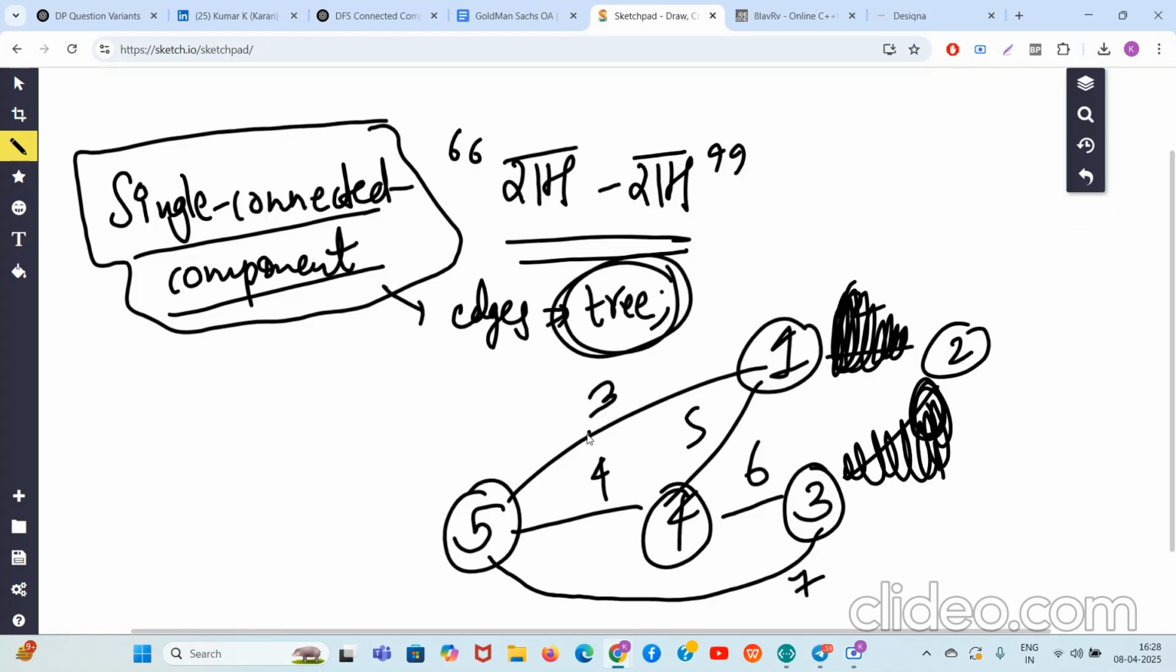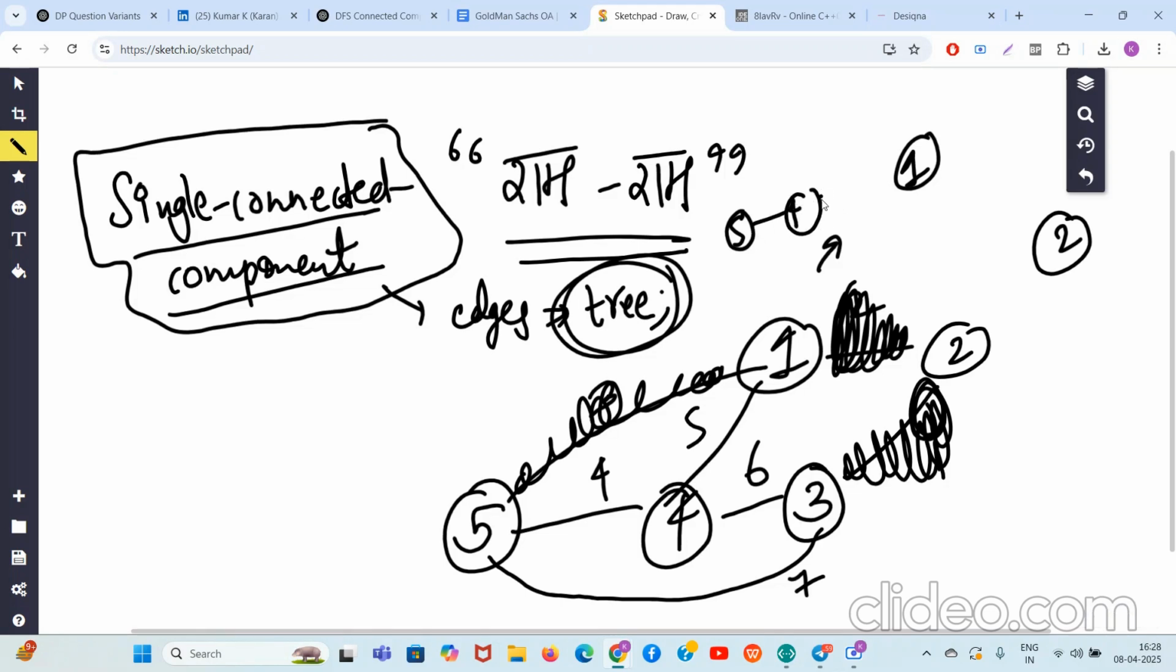And then the edge with the weight 3, right? What will happen after you do that? Now the graph will look like this: node 1 alone, node 2 alone, and node 5 sticking with node 4, and node 4 sticking with node 1, and node 4 sticking with node 3. Okay. And the edges are intact.